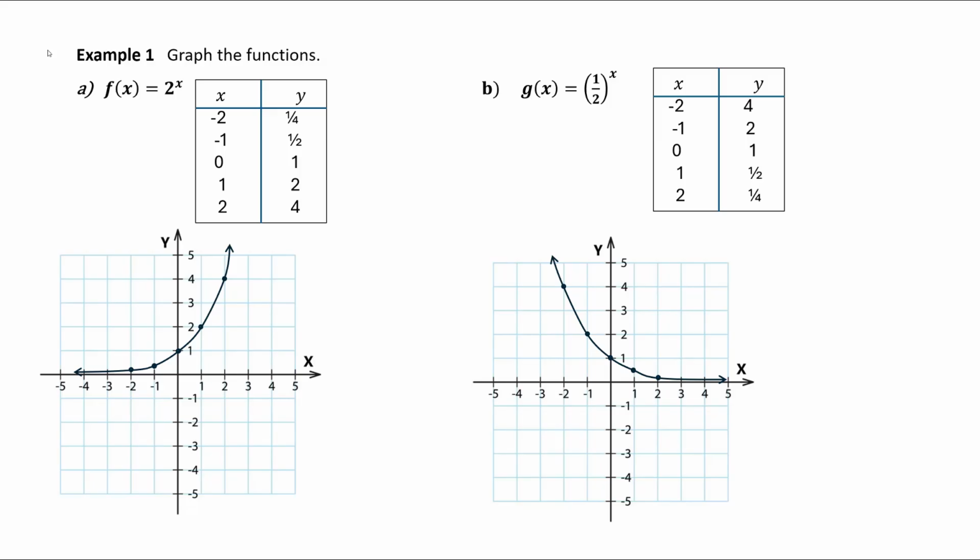Because now as x gets more and more negative, you flip the function and you're getting 2 to some bigger positive exponent. So when the base is greater than 1, it shoots up on the right side of the y-axis. When the base is between 0 and 1, it shoots up on the left side of the y-axis.